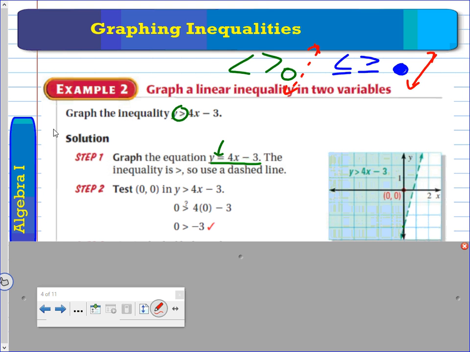A dashed line means that we can get really close to the line, but we can't actually be on the line. A solid line means the points on the line are solutions also. In this situation, we do not have the equal to, so we will use a dashed line.